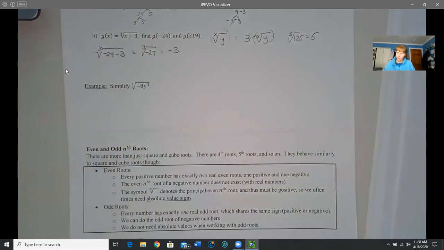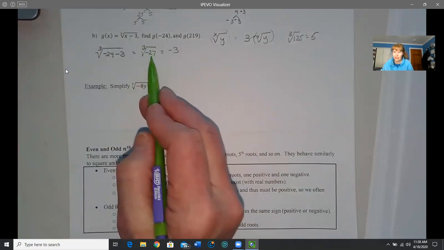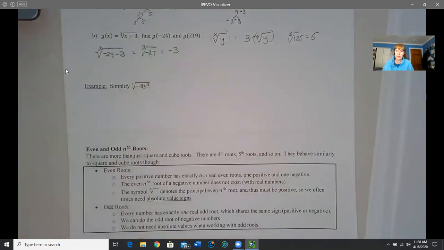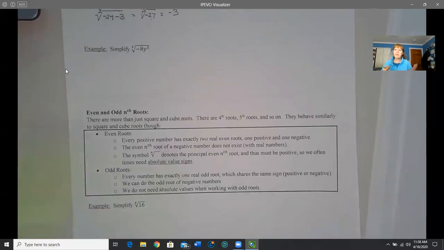So again, we're looking for 3 of something. So it does matter. That index makes a huge difference. It tells you how many of something you need in order for it to reduce down to a negative 3. Okay, let's do an example here of looking at what happens if I have a variable underneath there.